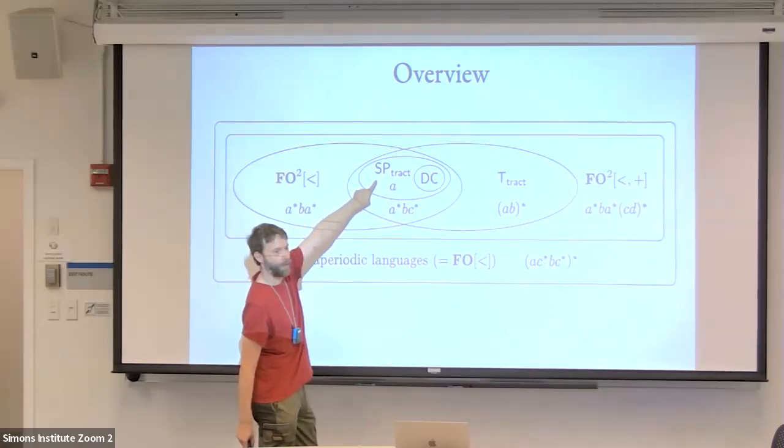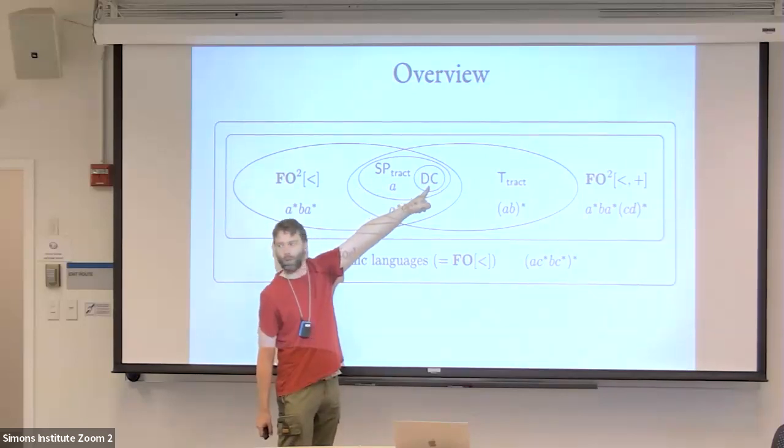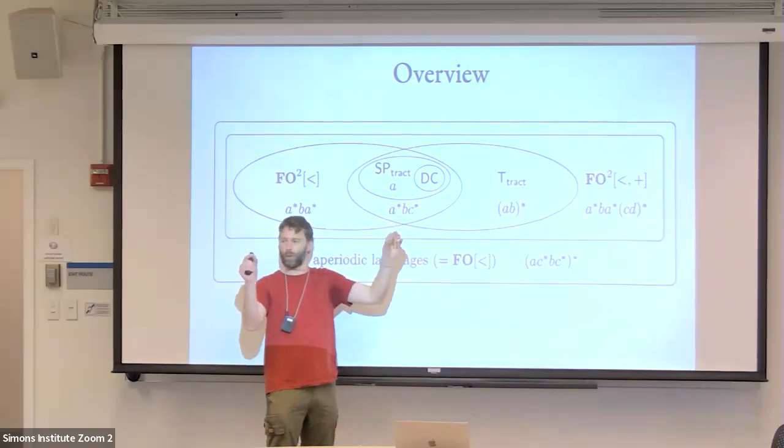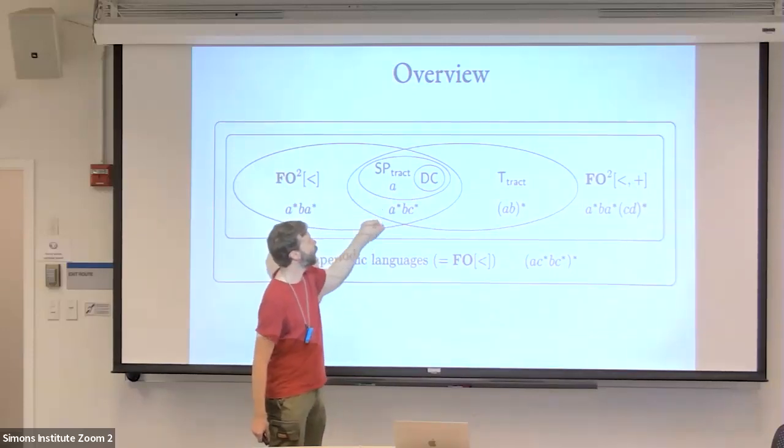The tractable class, if you're interested in simple paths. These DC here, these are the downward closed languages. So the language is closed under deletion of symbols. Yeah, so there is something in here which is not in here, and so on and so forth.